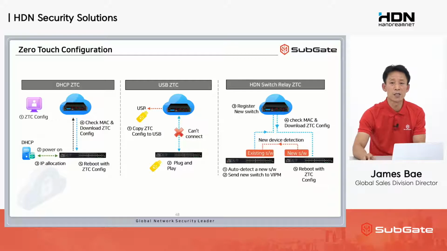In case of a DHCP environment, refer to DHCP Zero-Touch Configuration. In case of a small network, you can use USB Zero-Touch Configuration. If you are already using an HDN switch, then you can simply use HDN switch relay Zero-Touch Configuration. We can explore USB Zero-Touch Configuration and switch relay Zero-Touch Configuration through the demonstration.